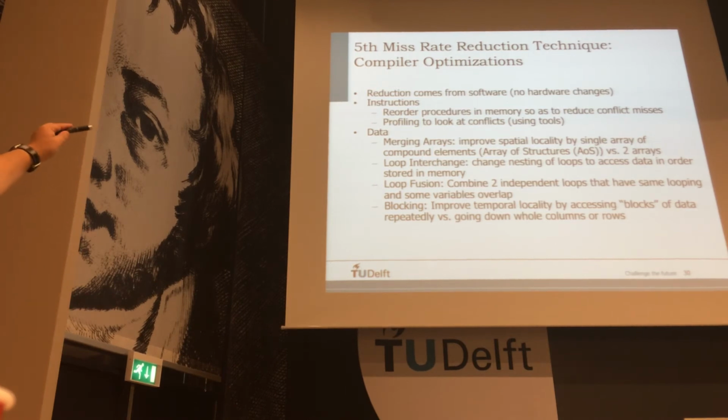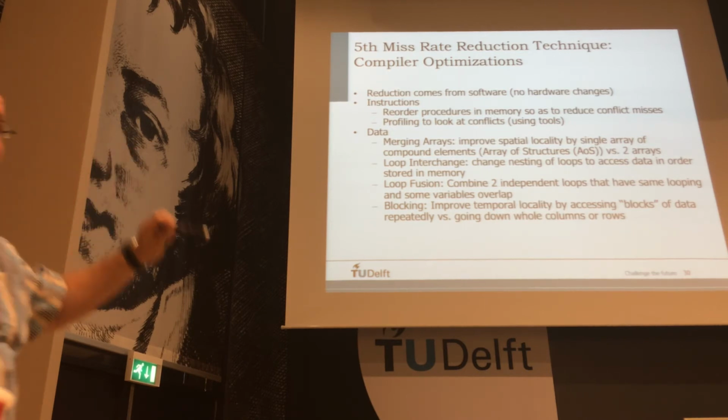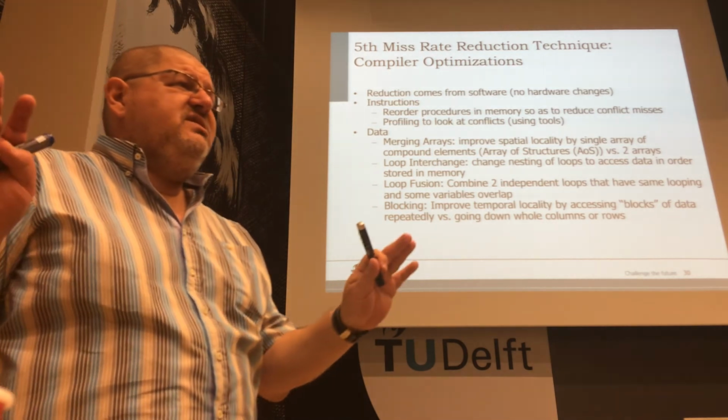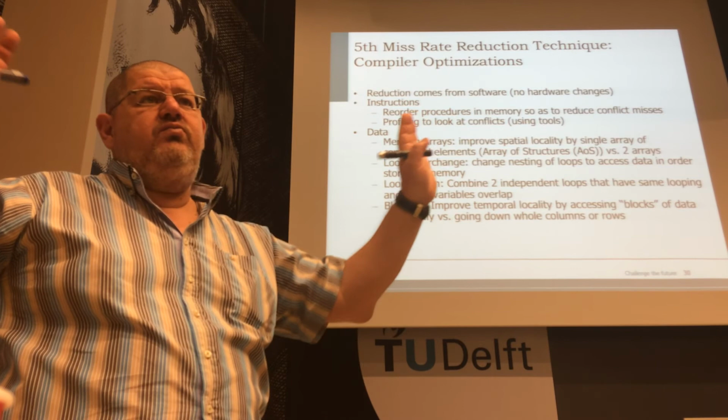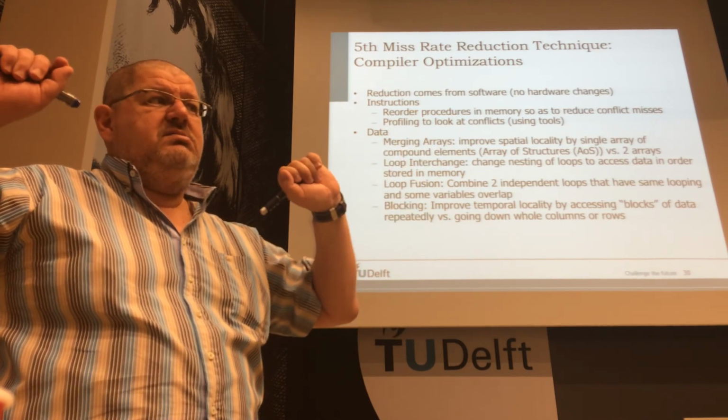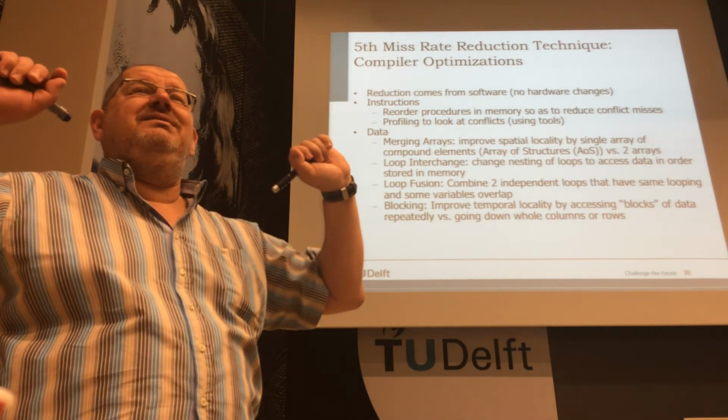And you see, we can do things on the instructions and we can do things on the data. In modern processors, most of the time the caches for instructions and for data are different. Do you have an idea why?